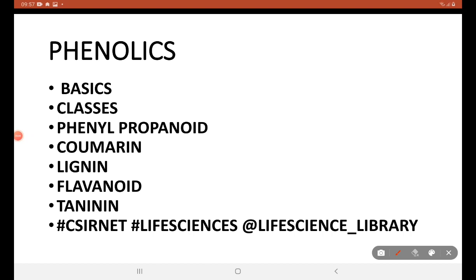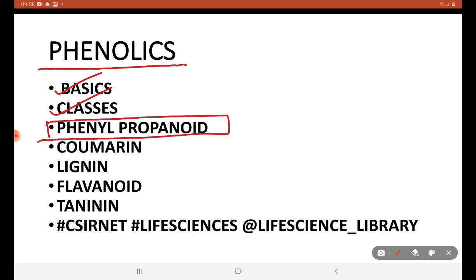In this video, we are going to see about another secondary metabolite, that is phenolics. So far, we have seen about terpenes and basic information of secondary metabolites. Now, we are going to see about phenols. In phenols, we are going to see the basic information about phenols, various classification, various classes of phenols. Specifically, we are going to see about phenyl propanoid, coumarin, lignin, and flavonoid and tannin.